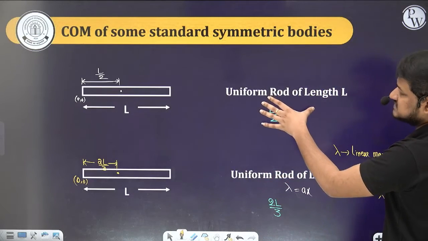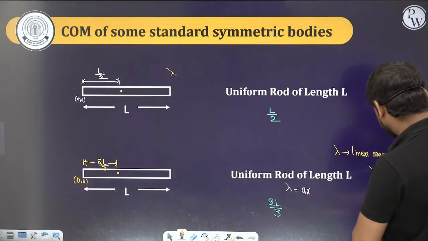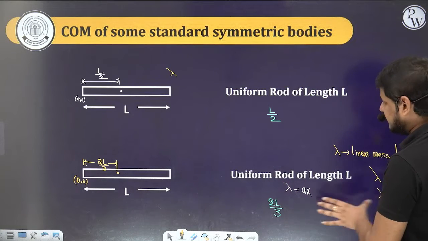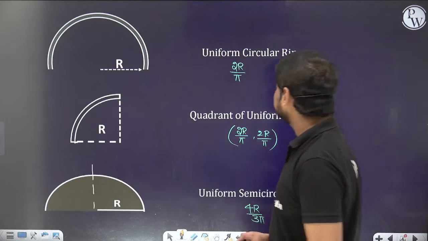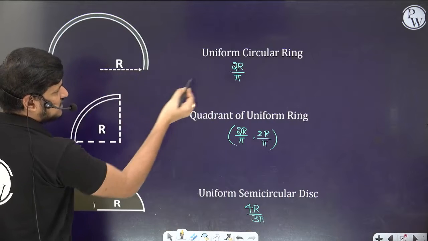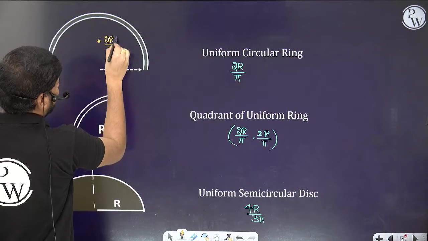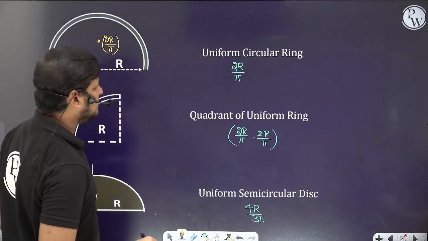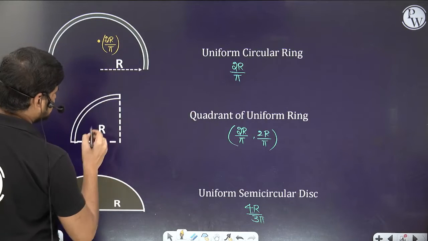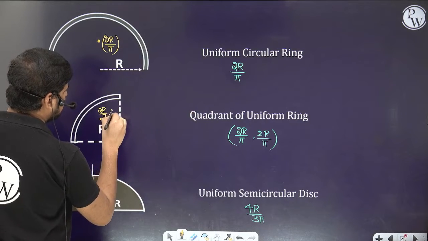So this is for the uniform rod of length L. If its mass density is constant, then it is L by 2. If its linear mass density varies with the position, then it is 2L by 3. Next, we have the uniform circular ring of radius r, whose center of mass lies at 2r by pi. And for the quadrant of a uniform ring, if you take the ring and cut it like a quadrant, its center of mass lies at the point 2r by pi comma 2r by pi.